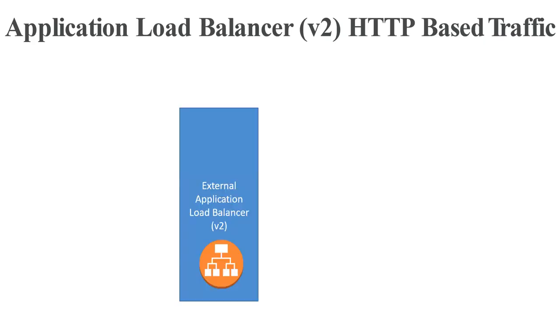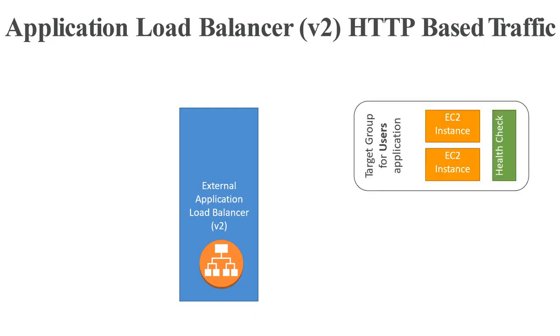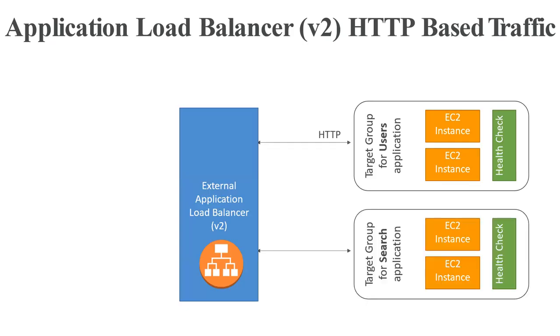Yeah, application load balancer, what does it do? That is the app load balancer, we'll say ALB. In the backend we can define multiple target groups. Yes, I have the users application in these EC2 instances which are running, or I have the reports application in these EC2 instances which are running.